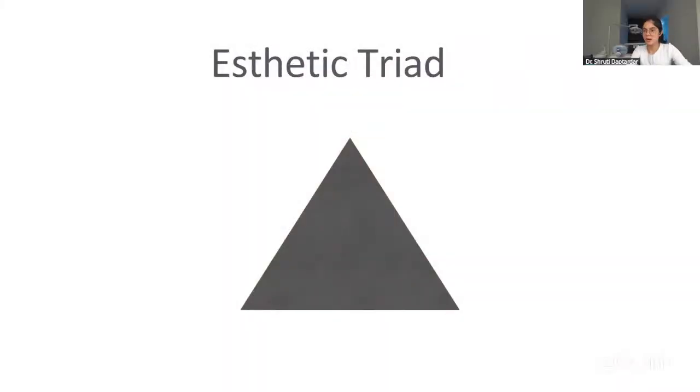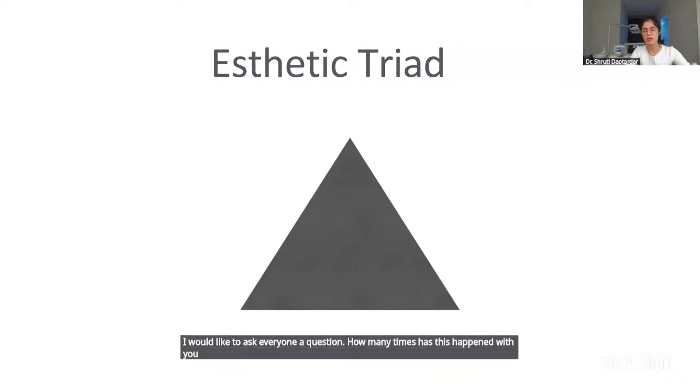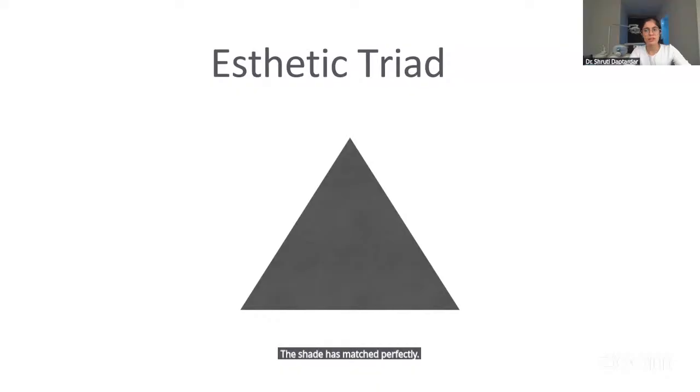I would like to ask everyone a question. How many times has this happened with you that you have done a beautiful restoration? The shade has matched perfectly. You have given beautiful soft micro textures. Everything is absolutely perfect. Yet the patient says, Doctor, something is different. Something feels off. What do you feel could have been the possible reasons?